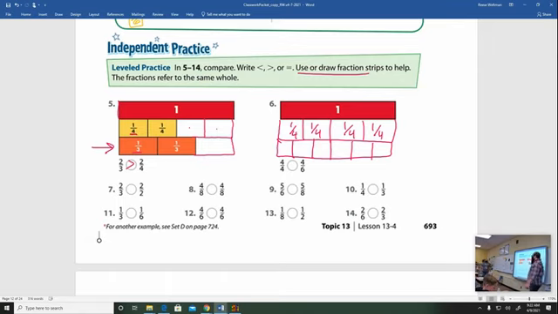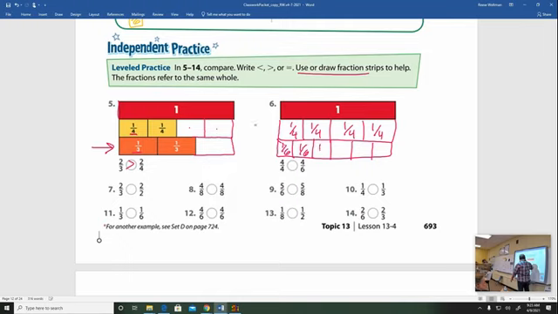That's exactly right. Because 1/4 plus 1/4 plus 1/4 plus 1/4 equals 4/4, right? And 4/4 is also equivalent to what, guys? Equivalent to what? That's right. And you can tell because it comes right down to the end. Now, what about this one?